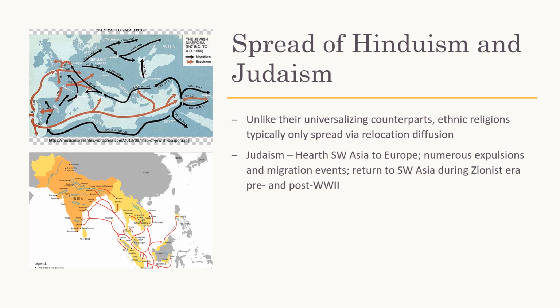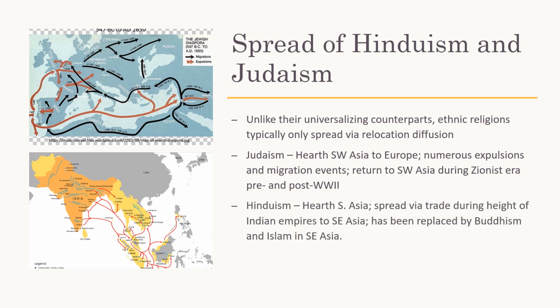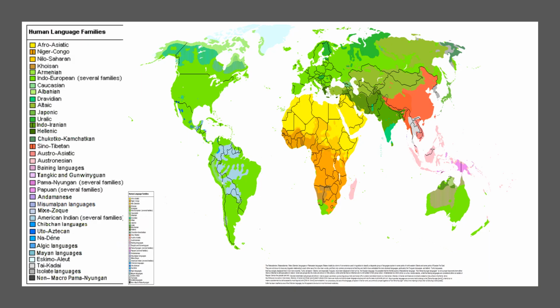We do see a return of Jewish populations to Southwest Asia during the Zionist era, pre and post World War II, and also to the North American continent as well. Hinduism, its hearth is in South Asia. It did spread through trade during the height of the Indian empires, so there was a large population of Hindus that existed in Southeast Asia as well, but that's going to be replaced by Buddhism and Islam much later.